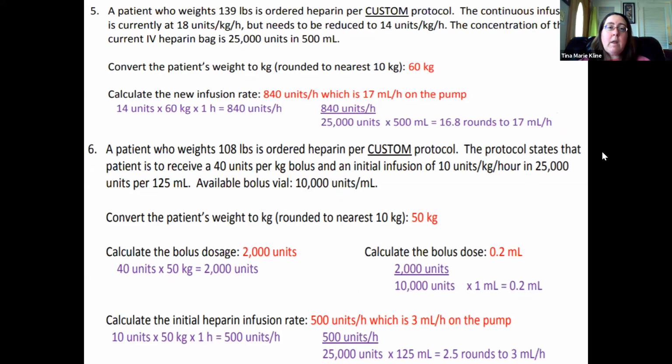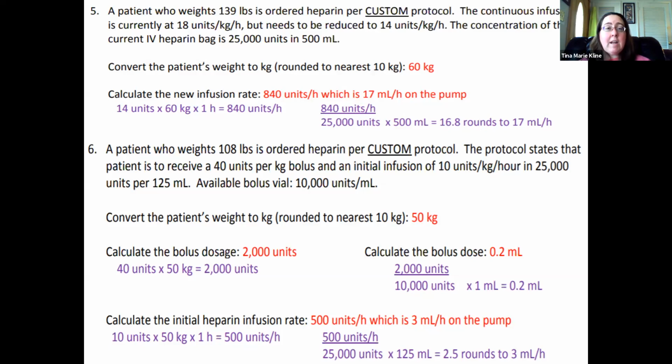Same concept with number 5 and number 6. What's different about number 5 is just simply, it's a continuous infusion, but you'll see it's 25,000 units in 500 milliliters instead of the 25,000 in 250. And, you know, when you're looking at this, it's definitely going to change your pump rate. So that's what I really wanted you to pay attention to with 4, 5, and 6.